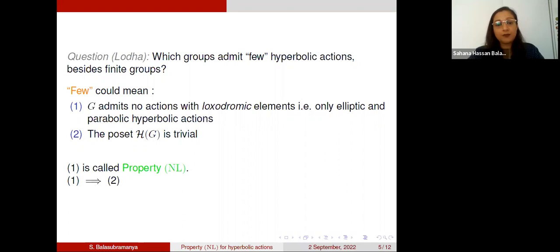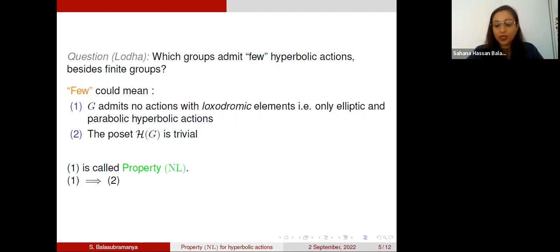And the reason is, if you have property NL, then parabolic actions are unfortunately never co-bounded, so they don't turn up in this poset at all. And so this poset only consists of the equivalence class of the trivial actions, and that's a singular equivalence class. So it is trivial because it's a singleton. So that's the reason we're interested in property NL, because it provides part of the answer to understanding which groups admit few hyperbolic actions.